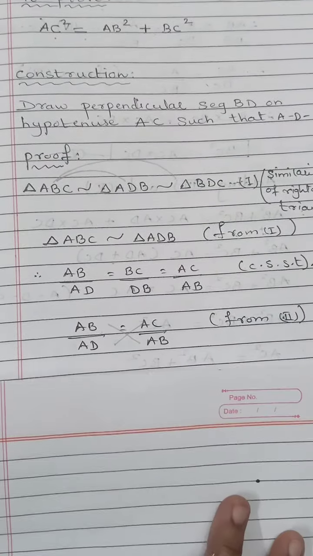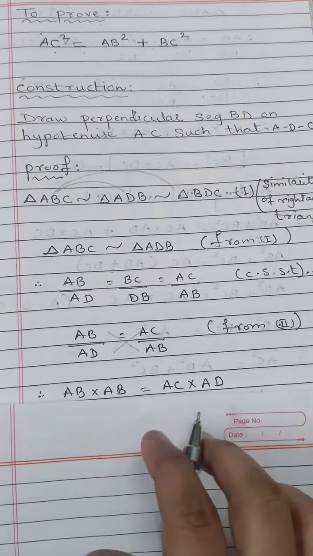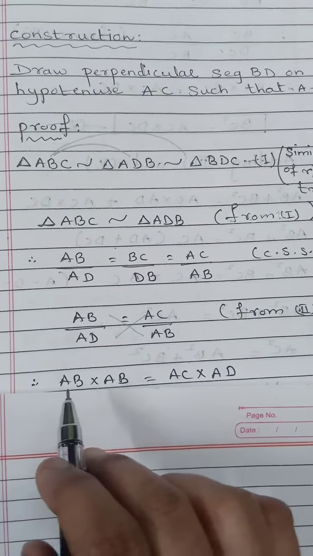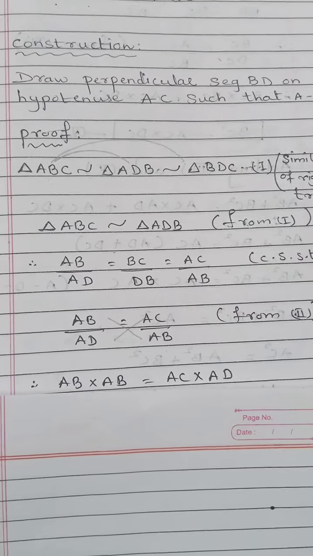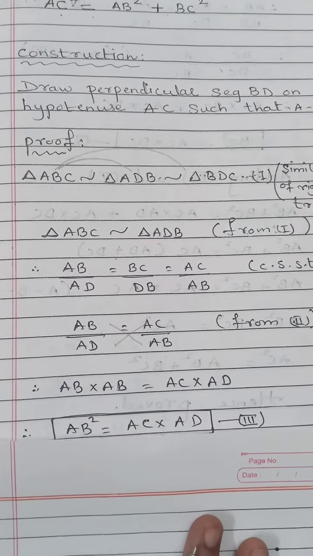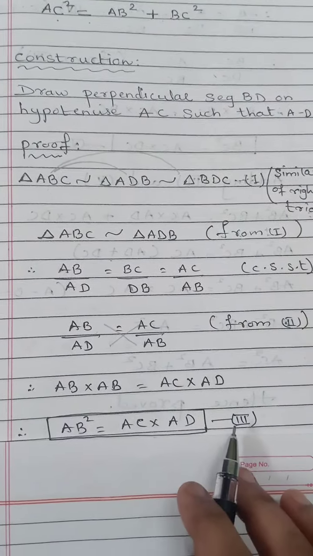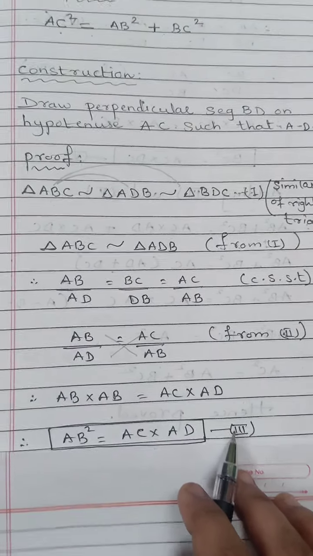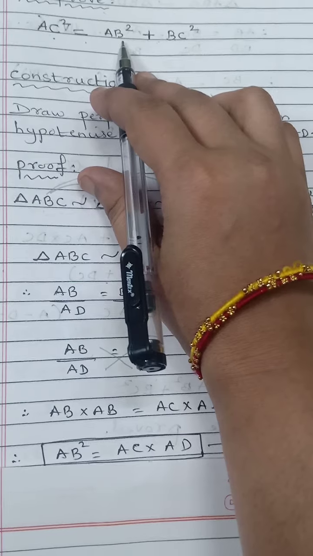So we will do this only. AB into AB is equal to AC into AD. Now what will AB into AB become? AB into AB will definitely be AB square. So we have got AB square is equal to AC into AD, and we will give it equation number 3. So this AB square we have completed.